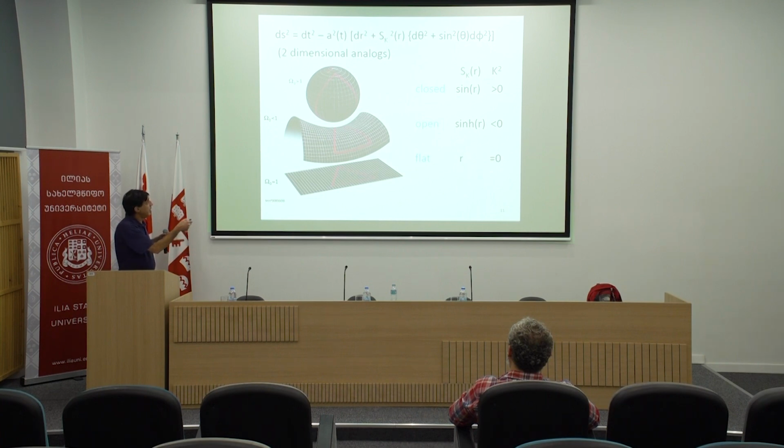So you could also live on a two-dimensional positively curved space, like the surface of a balloon, and you can't go in or out. There's nothing inside or outside. It's just the two-dimensional surface. And you can specify any point here with a latitude and a longitude. This is called a closed geometry, and the space curvature is positive. K squared is greater than 0.